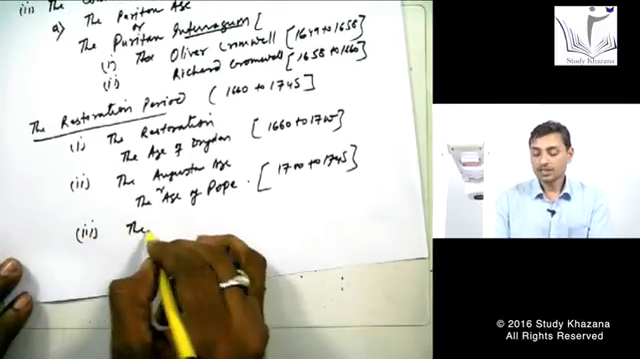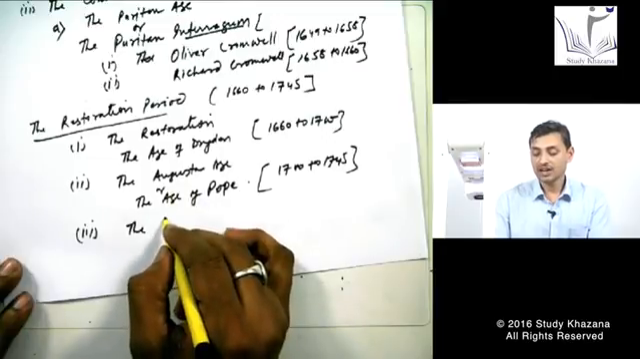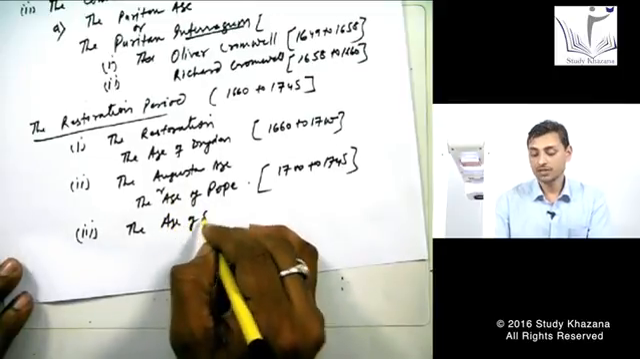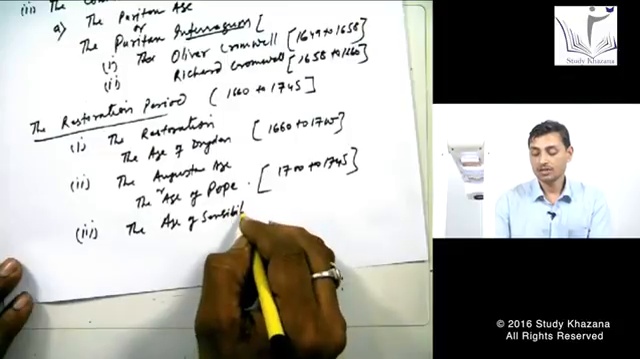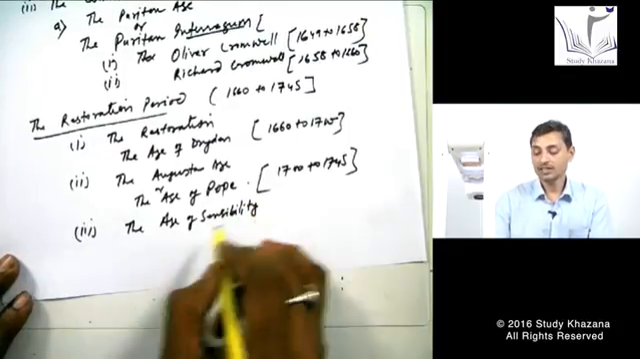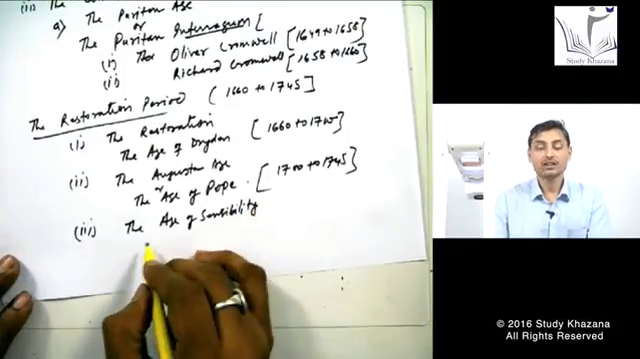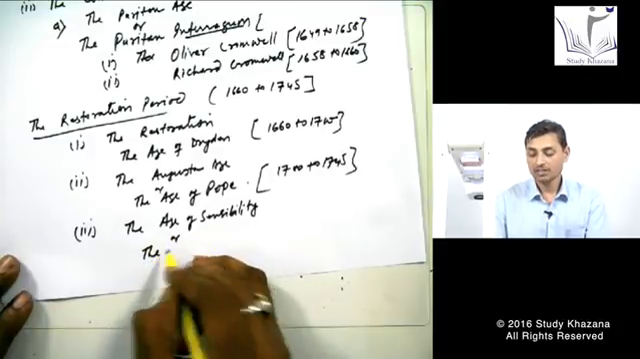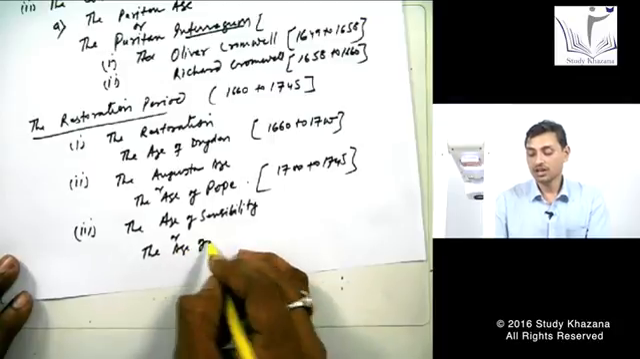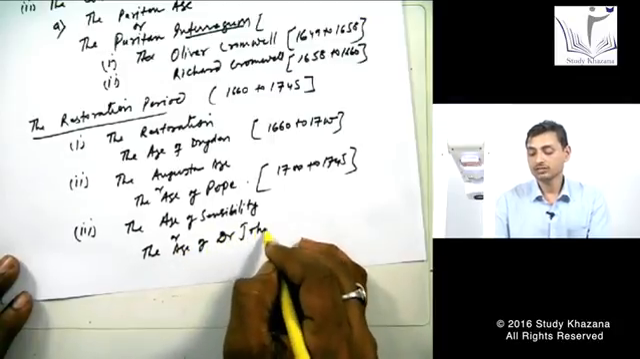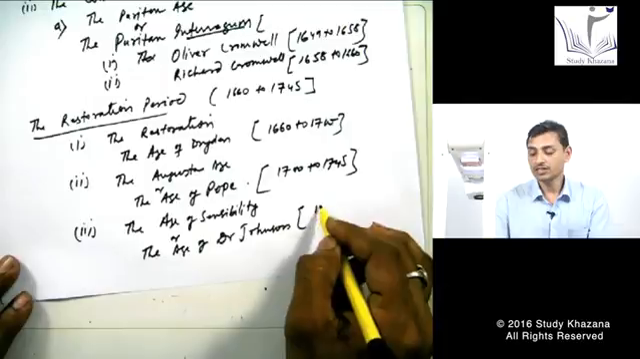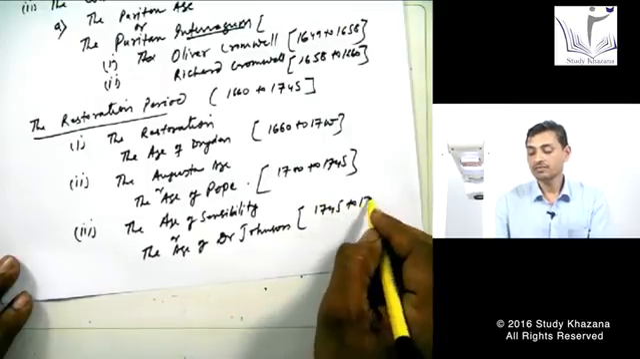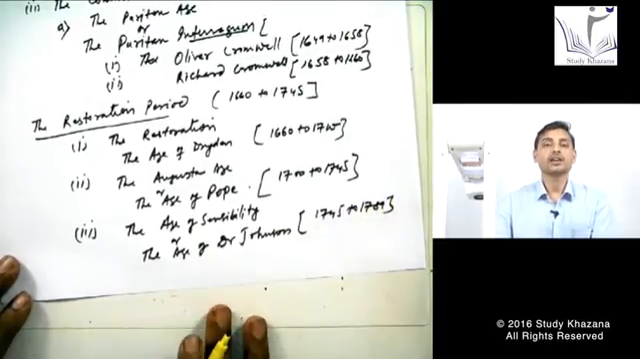Thereafter, the third subclassification, the age of sensibility. This age begins with the coming of Dr. Johnson. That is why the period is also known as the age of Dr. Johnson. And this spans from 1745 to 1789.